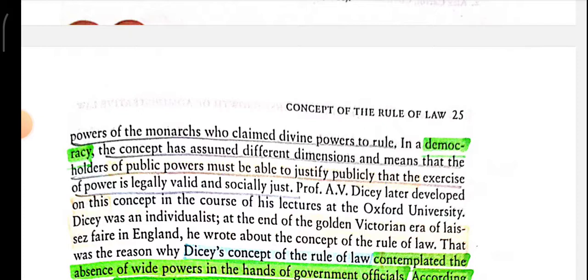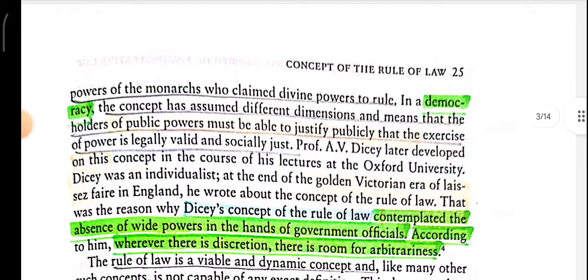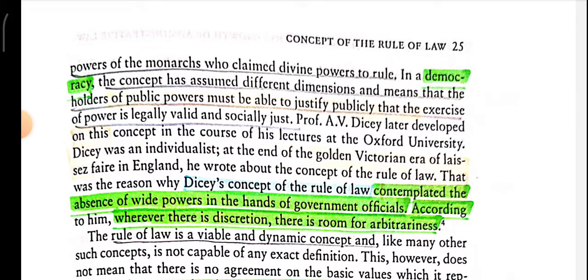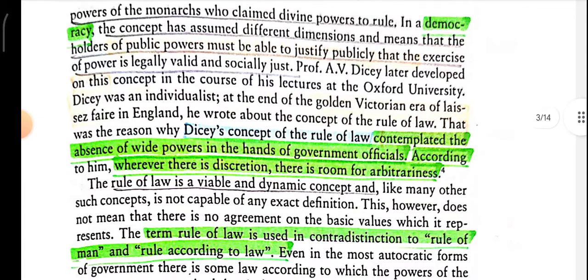Dicey was an individualist at the end of the golden Victorian era of laissez-faire in England. He wrote about the concept of rule of law. That was the reason why Dicey's concept of rule of law was against the sense of wide power in the hands of government officials. According to him, whenever there is discretion, there is room for arbitrariness.